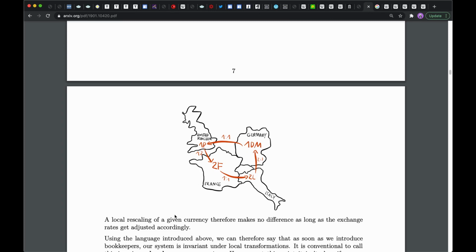So basically, that means that local rescaling makes no difference as long as the exchange rates get adjusted accordingly.